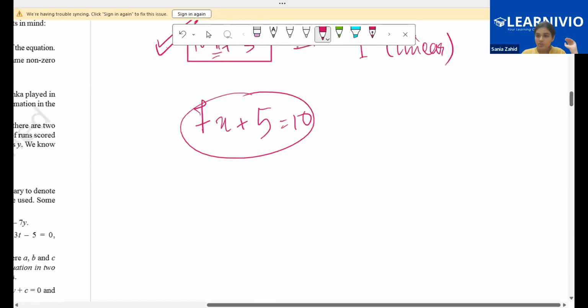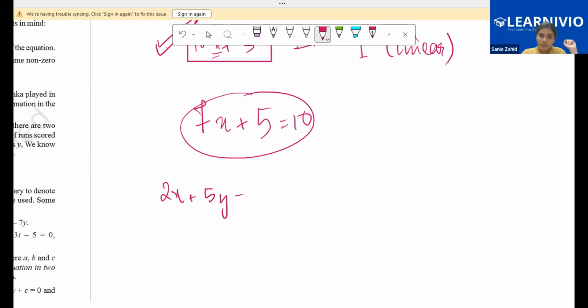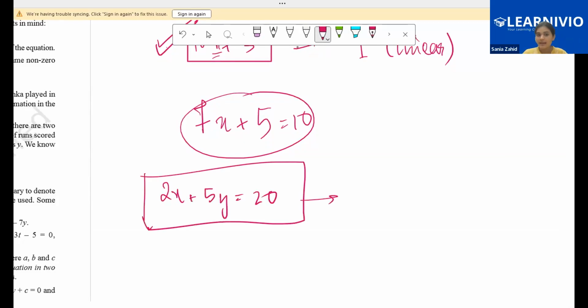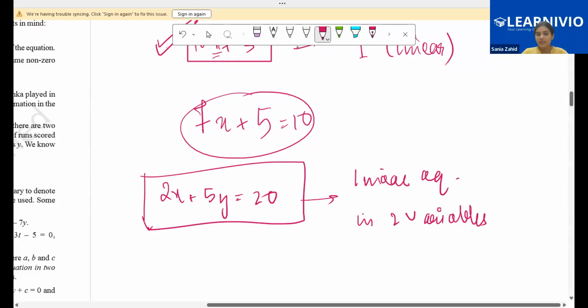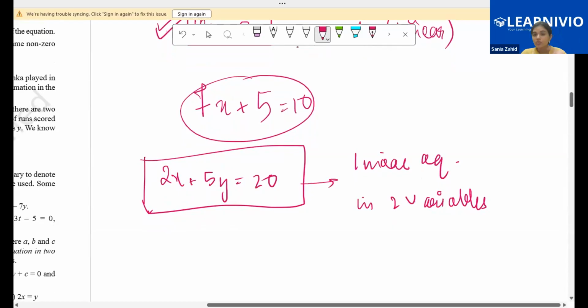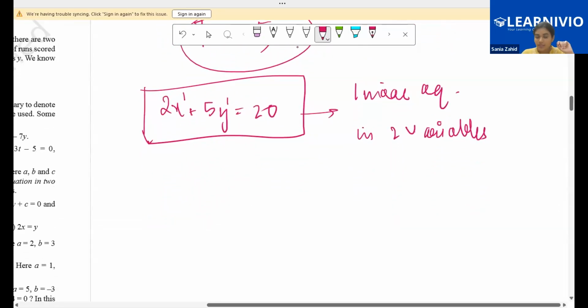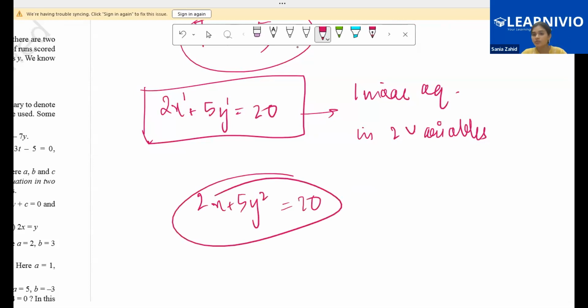Now, what if I introduce one more variable to it? Let's say I write 2x plus 5y is equal to 20. How many variables are in this equation? Two variables. So this is an example of a linear equation in two variables. Over here, I can call it linear because in both the variables the degree is 1. Here it's 1, here also it's 1. That is why I'm able to call it linear. If even one of the variables does not have a degree of 1, let's suppose I say 2x plus 5y square is 20, is this a linear equation in two variables?